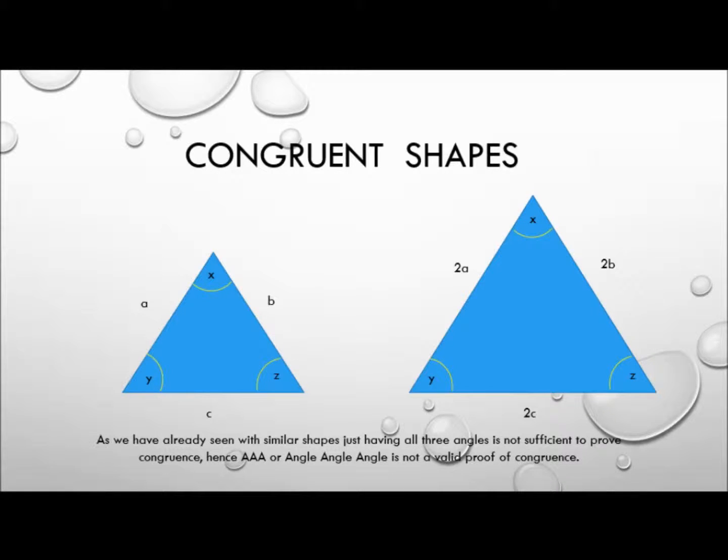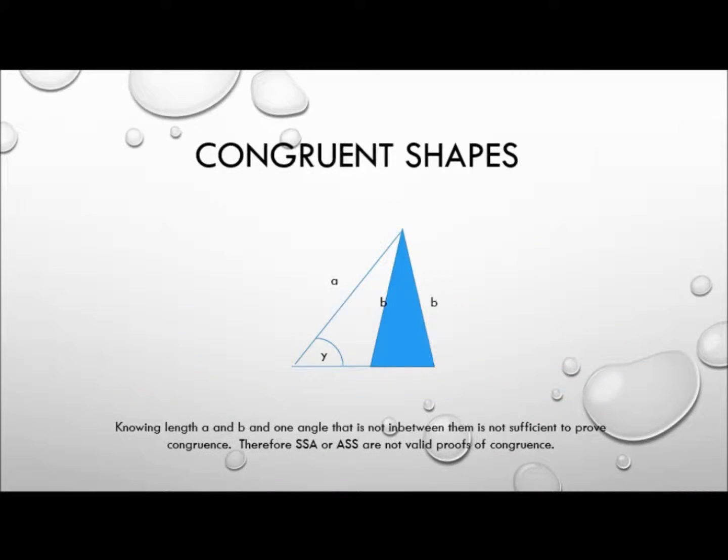As we've already seen with similar shapes, just having all three angles is not sufficient to prove congruence. Hence, AAA, or angle, angle, angle, is not a valid proof of congruence. Knowing length A and B and one angle that is not in between them is not sufficient to prove congruence. Therefore, side-side-angle, or angle-side-side, or SSA or ASS, are not valid proofs of congruence.